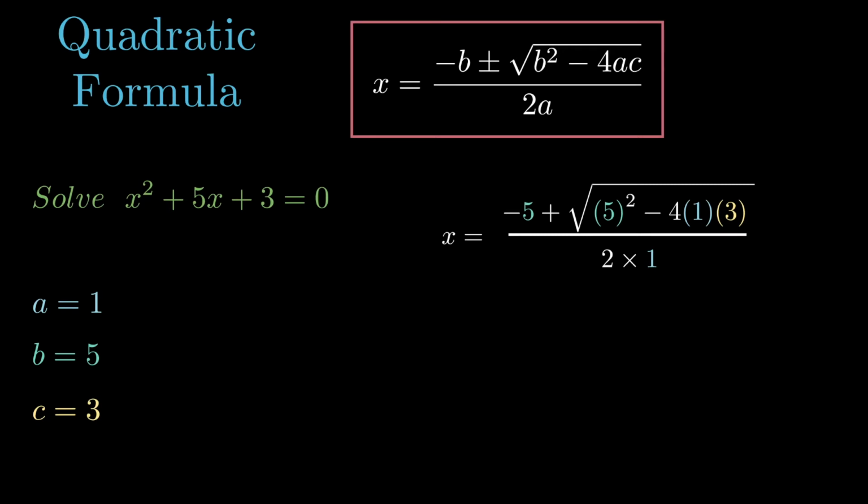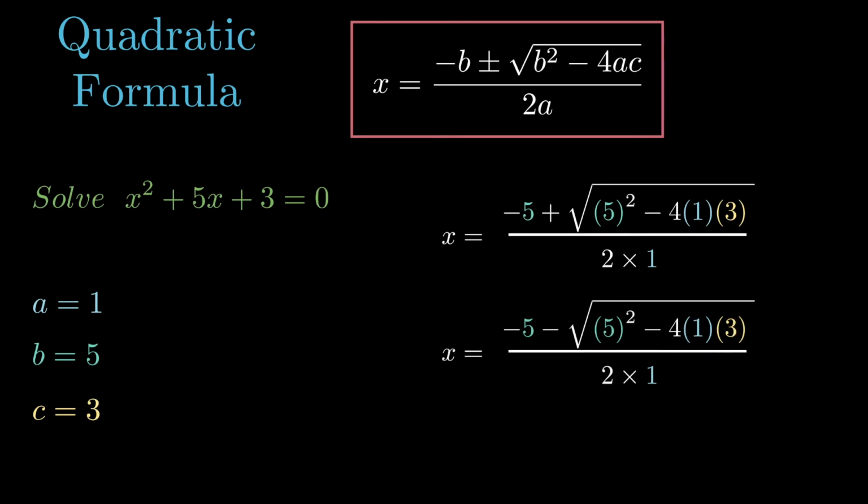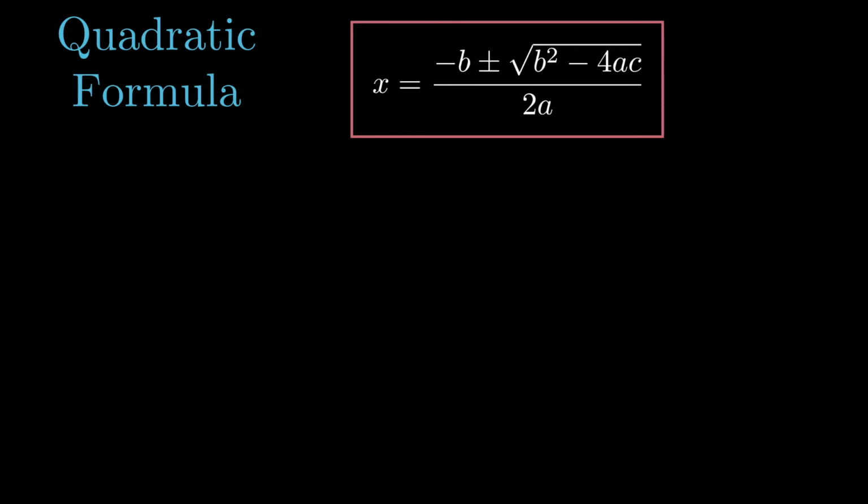We do the same procedure, however it has to be x is equal to minus 5 minus square root of b squared minus 4ac over 2a. So the two solutions that we get for this is x is equal to minus 0.7 or x is equal to minus 4.3. Now that's the first question done, and we'll move on to the second example.